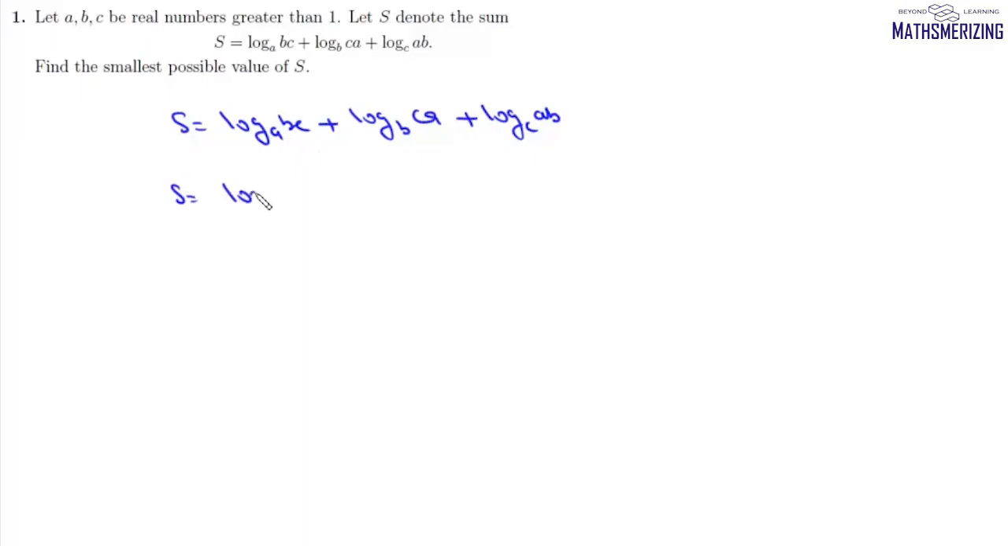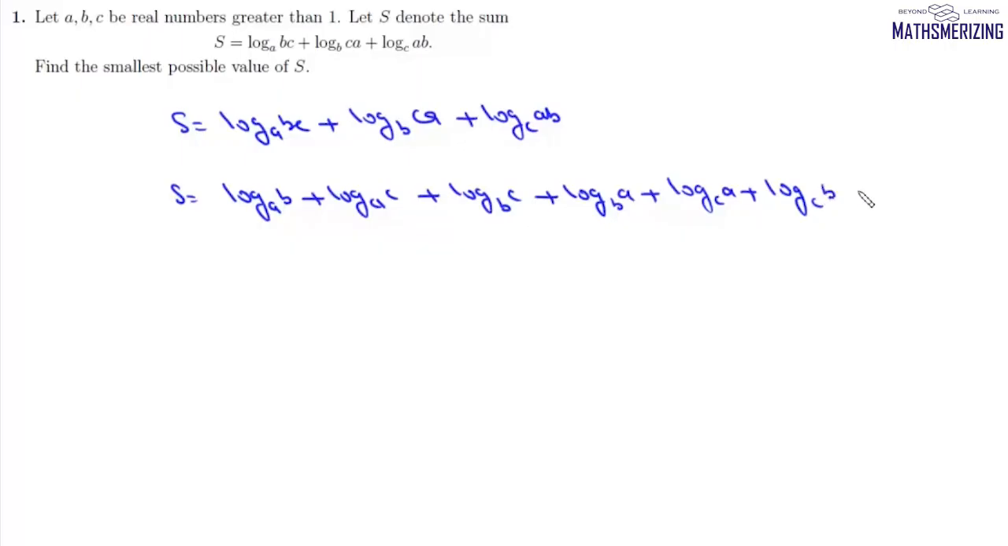So we can write this as log B base A plus log C base A plus log C base B plus log A base B and then plus log A base C plus log B base C. Now since all these numbers are greater than 1, all these numbers are positive, and if numbers are positive we can use AM and GM.